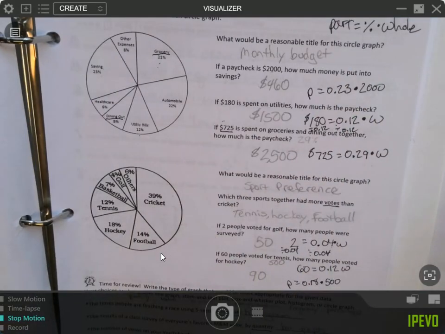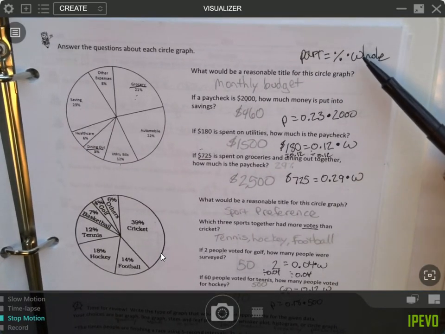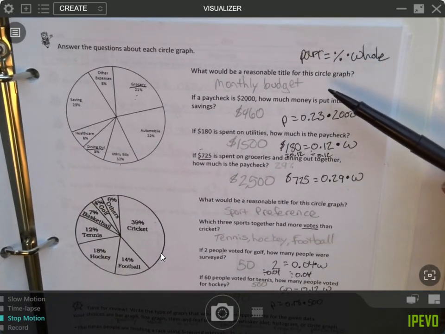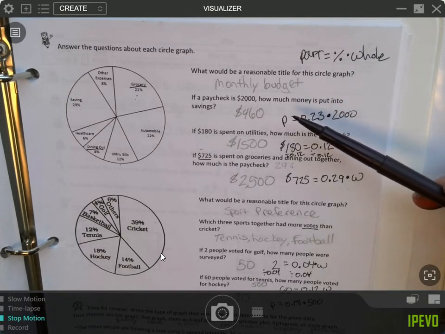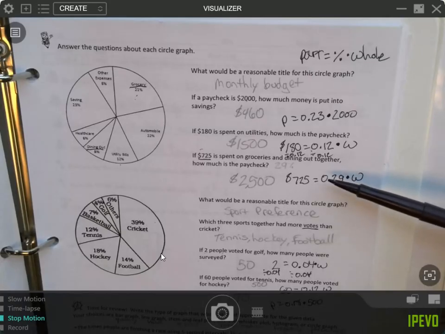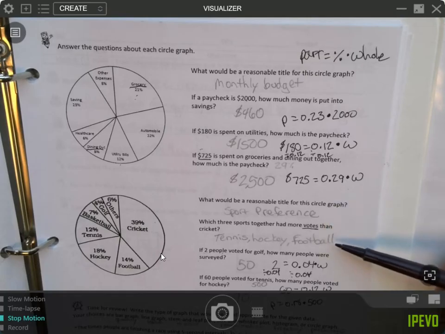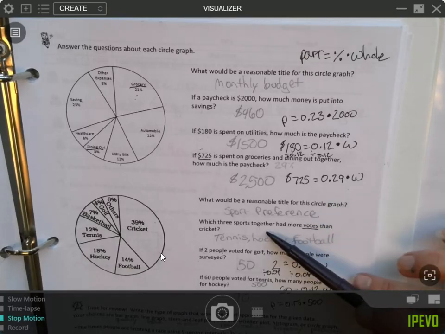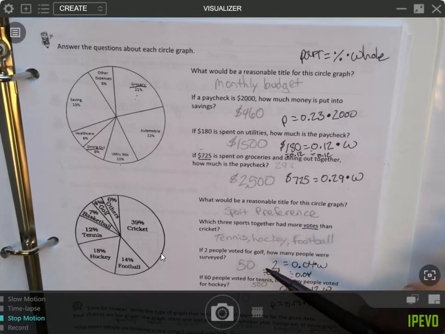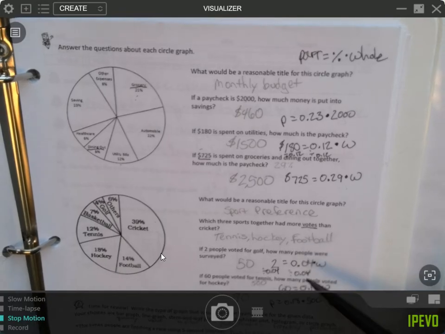So as we're going through looking at our work that we did, I even wrote it at the top here. We had for our first one, some of these we did together. I think we did this top part together, right? Did we do the whole top one together? I think so. The bottom one, this circle graph might be a sport preference. Which three sports together had more votes than cricket? Tennis, hockey, and football. If we added those up, it was more than cricket.